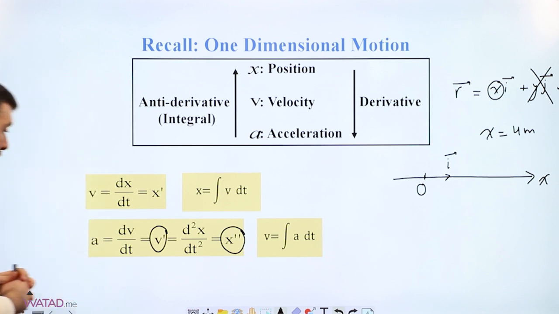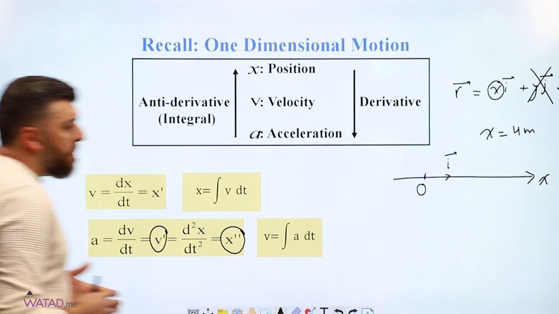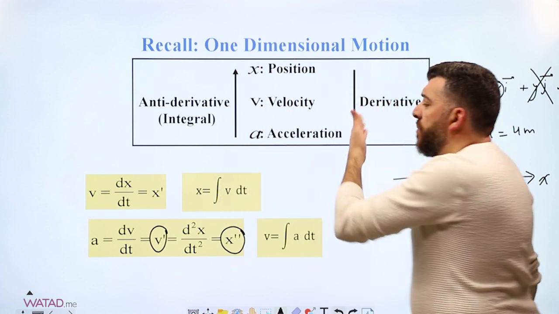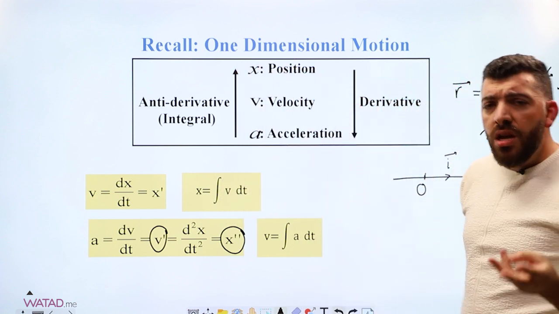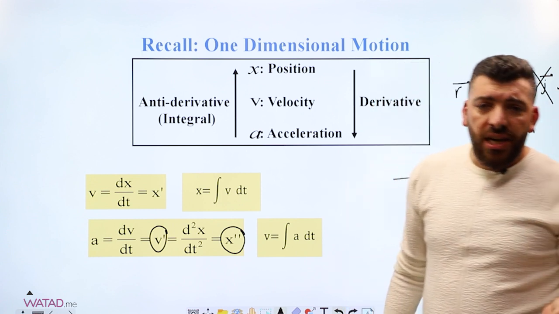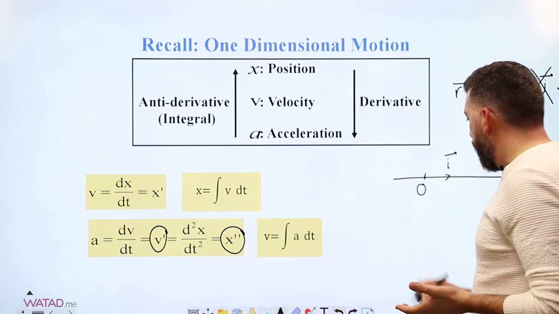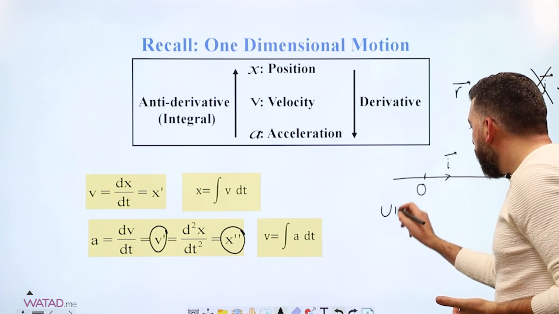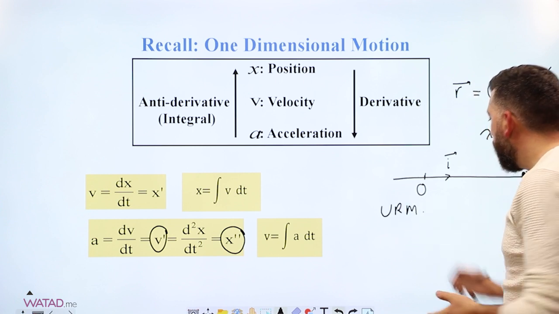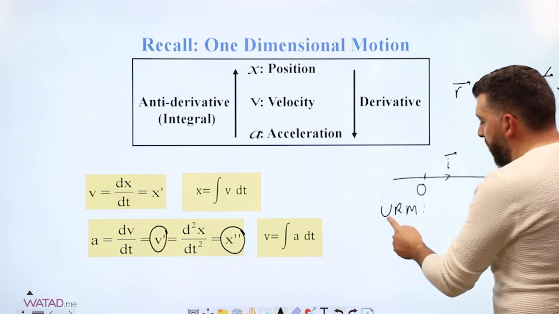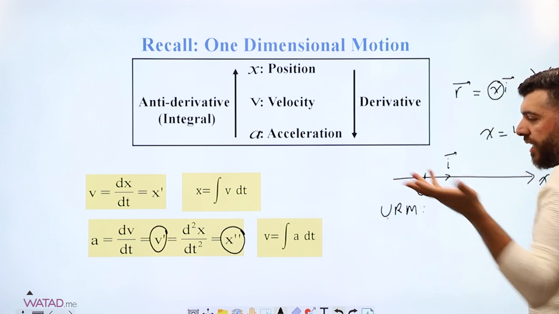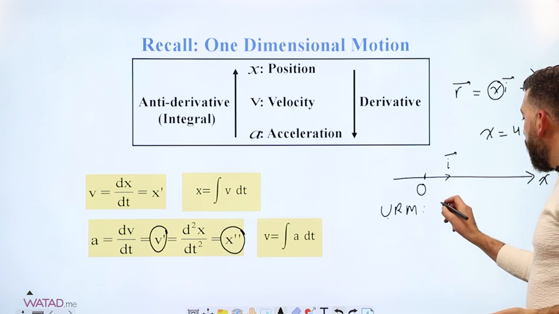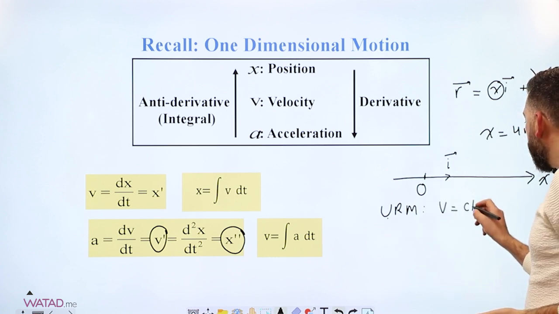We don't need examples for this. We know one-dimensional motion has two special cases: uniform rectilinear motion and uniform accelerated rectilinear motion. Just to remind you, in URM, the motion is uniform, meaning constant velocity. Rectilinear means on a straight line. Motion is of course the motion. So the velocity will be constant.